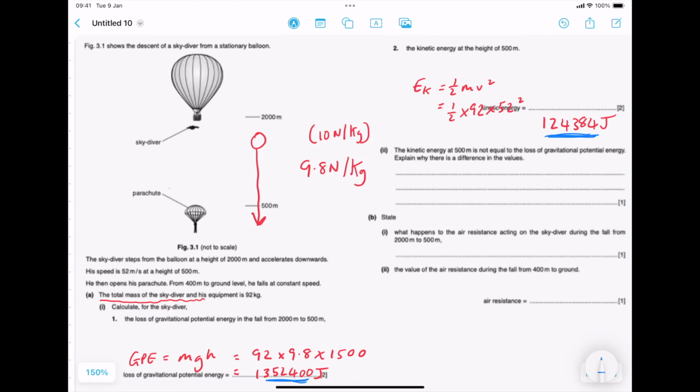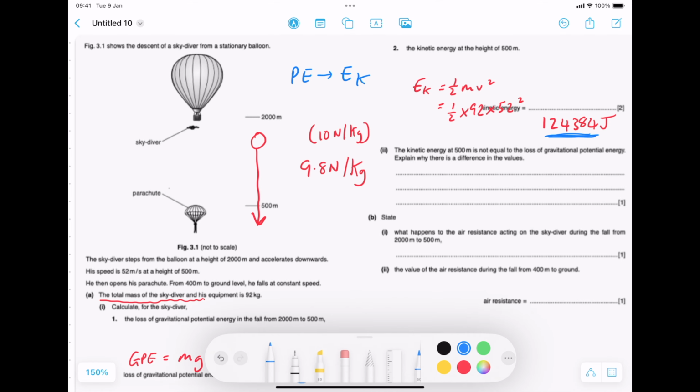The reason why not all of the potential energy turns into kinetic energy is because there will be energy transferred to the surroundings. I'm not going to say lost to the surroundings because energy isn't lost. It's better to think of it as being transferred to the surroundings. And obviously the main thing, using a bit of common sense, is going to be this air resistance hitting the parachute and that person in the face. There's going to be loads of air resistance acting upwards, slowing him down. And that's going to manifest itself as heat. It's like a form of friction, basically.